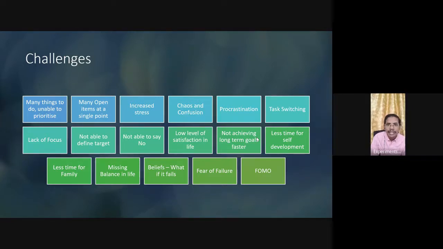Not able to define the target, right? I'm not able to come at a single goal. I'm having a very broad goal, but I'm not able to come at a small goal. Not able to say no.